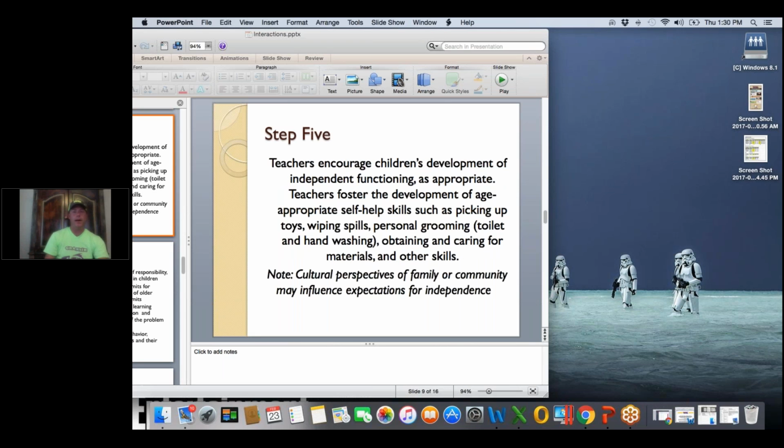Of course, on step 5, teachers encourage children's development of independent functioning. So we want them to develop their self-help skills while we communicate with children, and we are being that encourager. We want to encourage them to pick up their toys, wipe up spills, their personal grooming, so they're toileting and their hand washing, and of course taking care of all of their materials. One thing I need to add to this slide right here is that when we talk about self-help skills, that's also taking care of one another, okay?